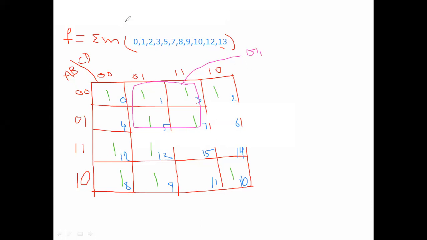Next, is this a quad? Okay, so group 2. Okay? Group 2. Next, what about the remaining ones? Here 1, 1 will be there. Here 1, 1 will be there.